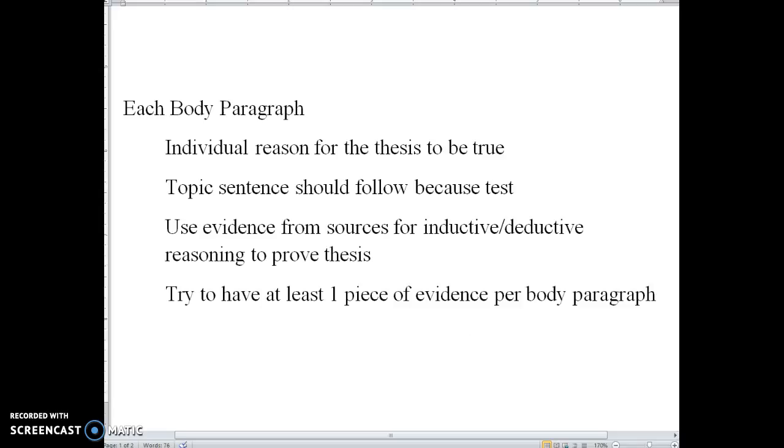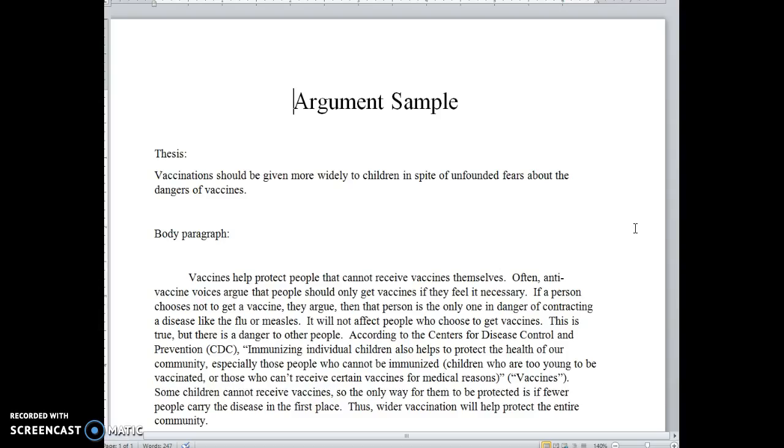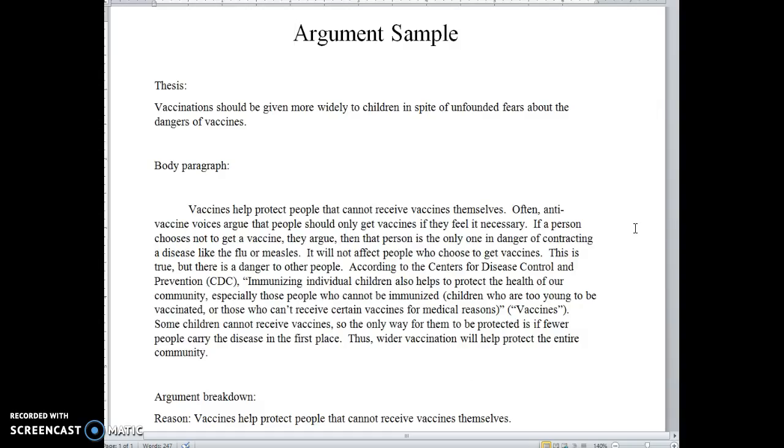This is also going to be available for you on D2L. But I have a sample body paragraph from an argumentative essay. Okay, so let's say our thesis is that vaccination should be given more widely to children in spite of unfounded fears about the dangers of vaccines. So that's what the student is trying to argue overall.